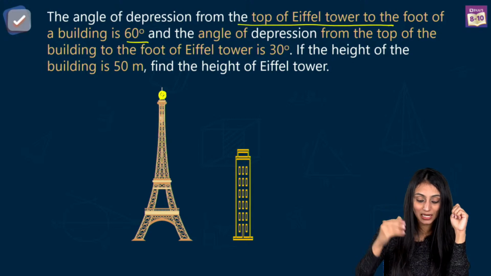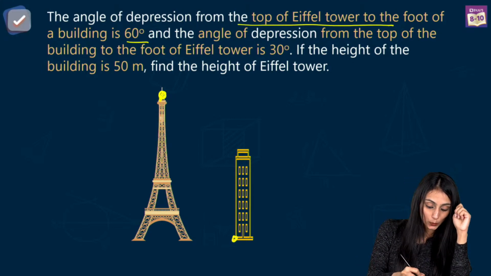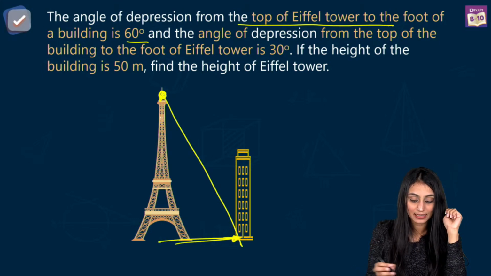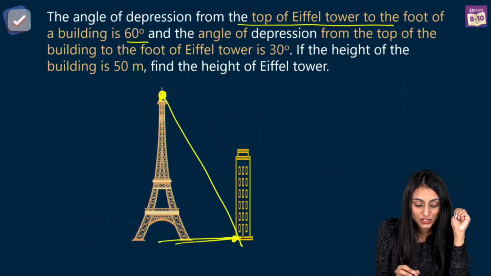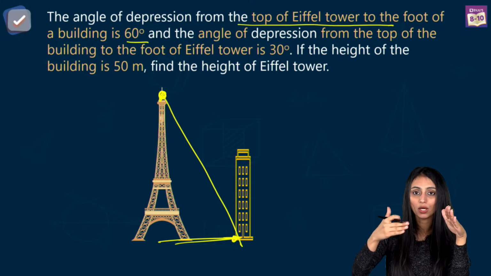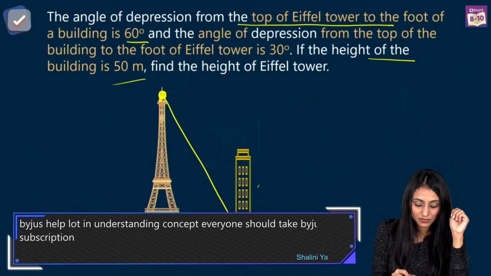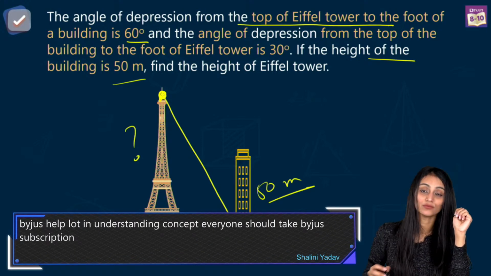So to the foot of the building, that means the observer is here, looking down to the foot of the building, and we will join their bases. And the angle of depression from the top of the building to the foot of the Eiffel Tower is 30 degrees. We will come to this statement later on. The height of the building is given, that's 50 meters. We have to find out the height of the Eiffel Tower.